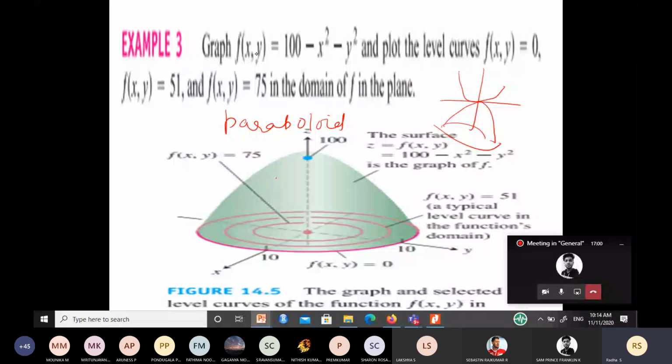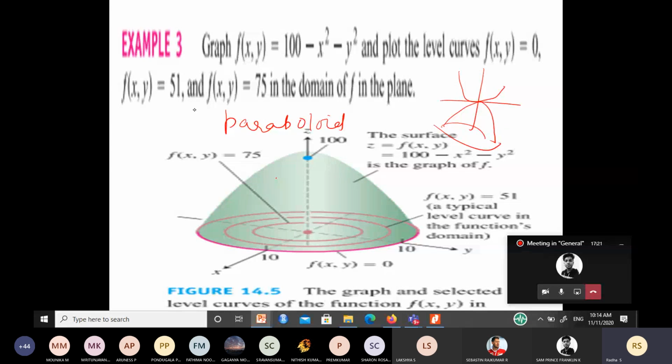See, first they are asking you to graph. Don't worry, graphing is not needed for you. This is z is equal to f of x comma y. Plot f of x comma y equal to 0, and all these things. If you make f of x comma y equal to 0, now you get x square plus y square equal to 100. It is a circle.